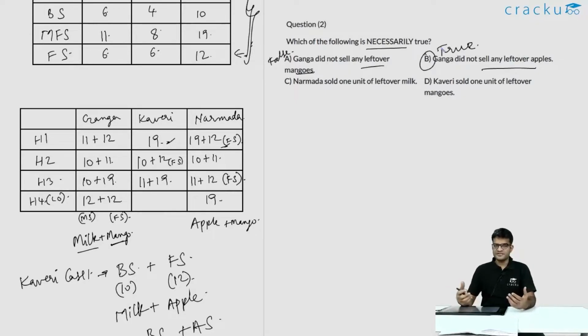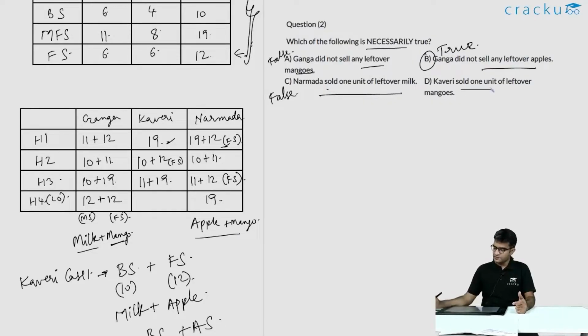Just for the sake of completeness, let us look at all the 4 options. Option C says Narmada sold 1 unit of leftover milk. Narmada sold 1 apple and 1 mango at the end. So this is again definitely false.